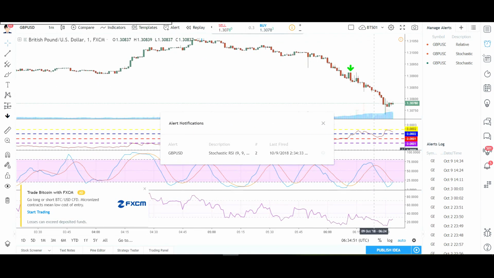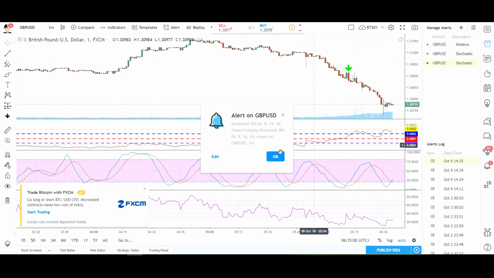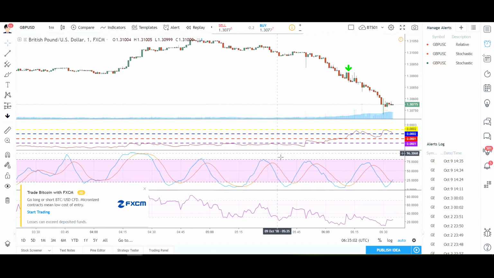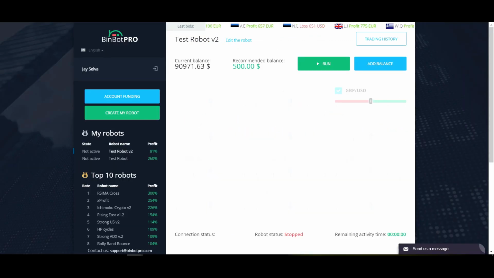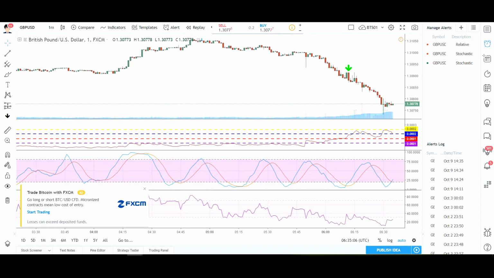Alright guys, so I've just got another alert for a stochastic cross, and this time the blue line went out of the channel. So it is right after the previous. Oh yeah, here comes the alert again. Alright, so let me turn on the robot, the Binbot Pro robot.